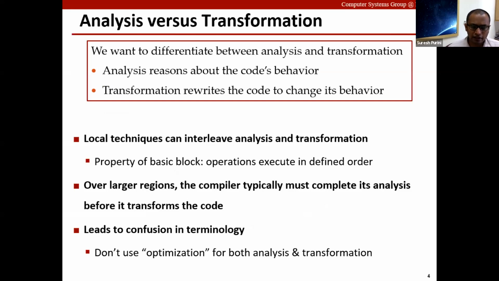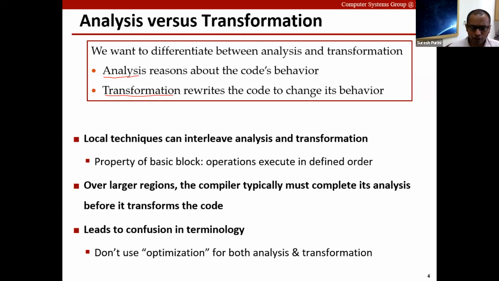We have already seen a couple of classes back, when we talk about these optimization passes, there is a distinction between analysis passes and transformation passes. The analysis passes derive information about the program statically at compile time. And then this analysis information is used by the transformation passes to rewrite or transform the code so that better quality code will be obtained.